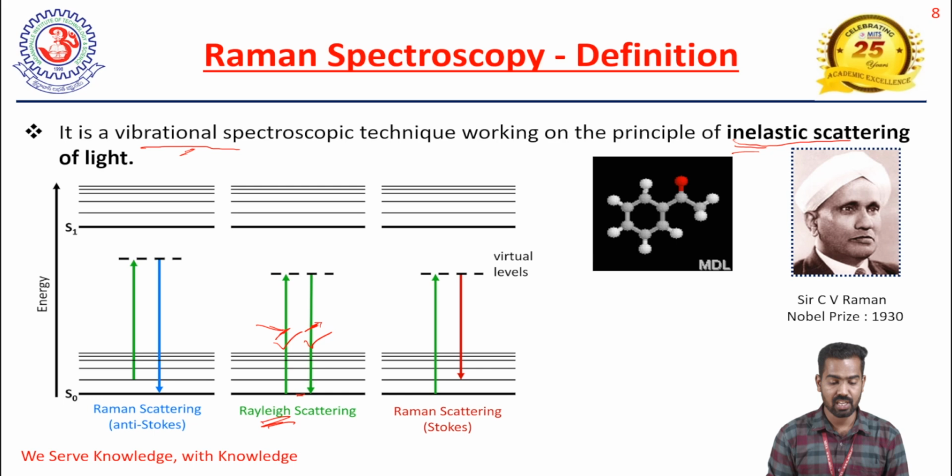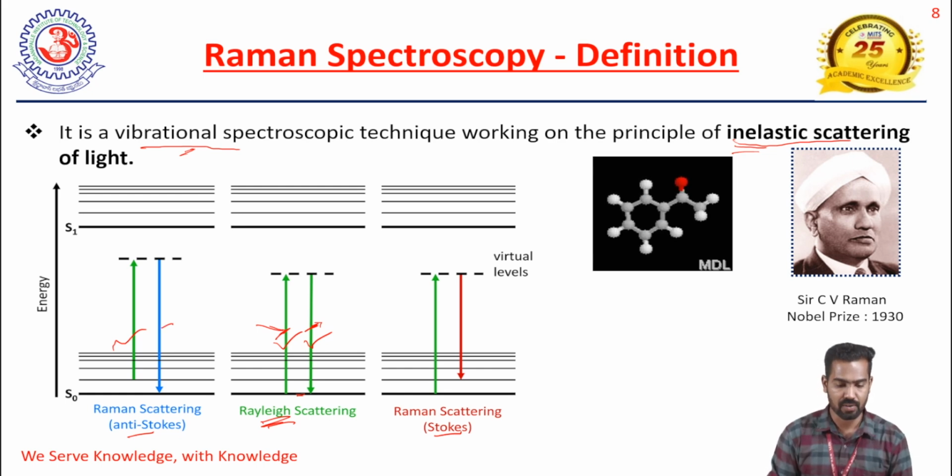Now, considering Raman scattering, here you can see two types of lines. What are the two types of lines? Anti-Stokes and Stokes. Both together we call Raman scattering. First, let me discuss the anti-Stokes line. Here the green one is the incident light frequency. Incident light means whatever electromagnetic radiation we are using. And the blue one is the scattered light.